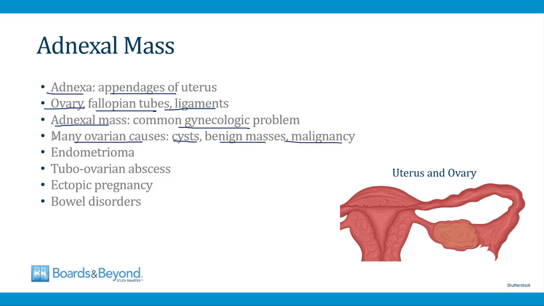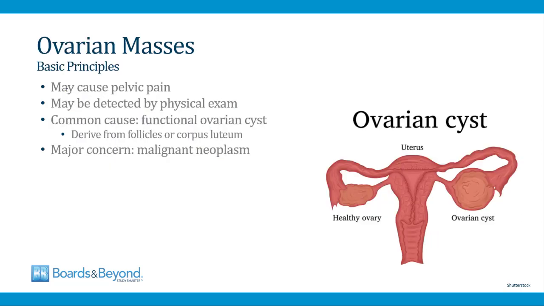And then outside the ovary, there are also lots of causes of an adnexal mass. This can happen from an endometrioma in a woman with endometriosis. This can also happen from a tubo-ovarian abscess, an ectopic pregnancy, or a number of bowel disorders. In this video, we're going to focus on ovarian causes of adnexal masses, and there are some basic principles of ovarian masses that we should review first.